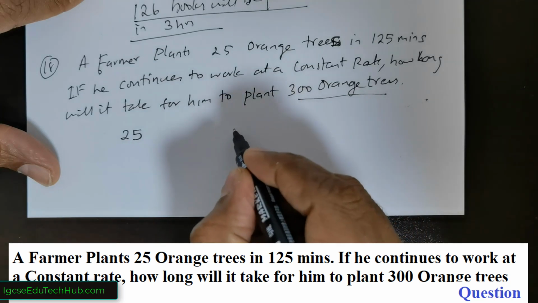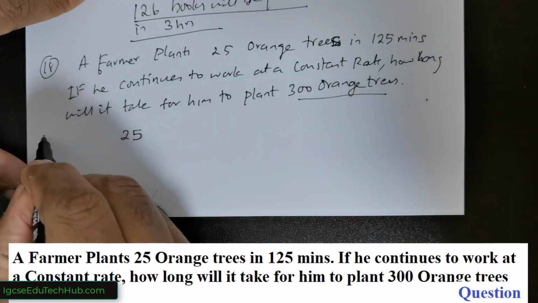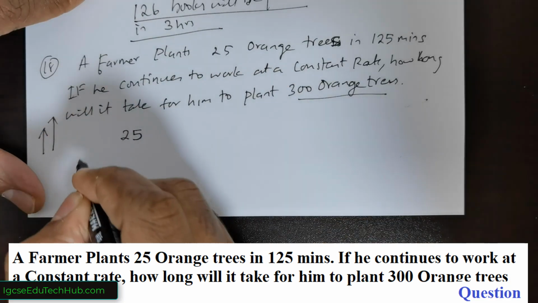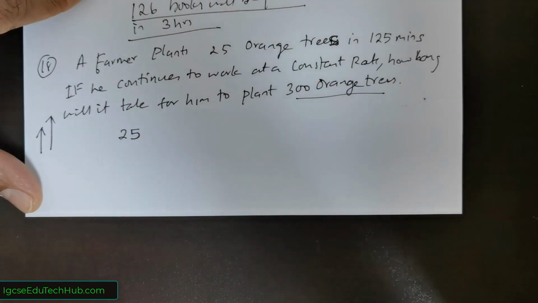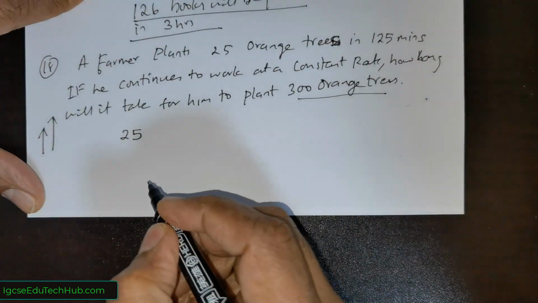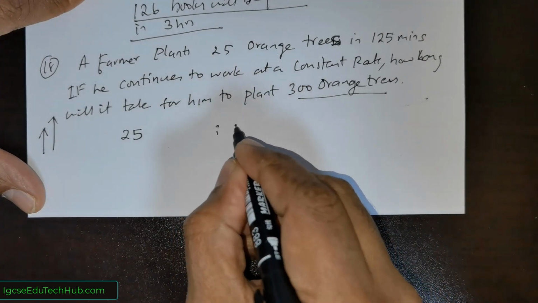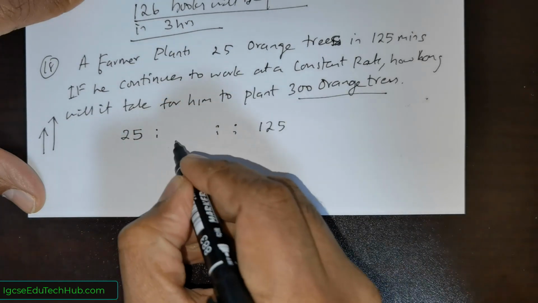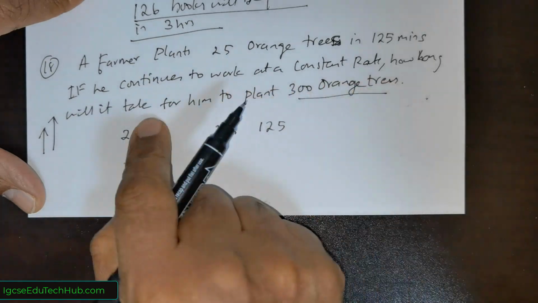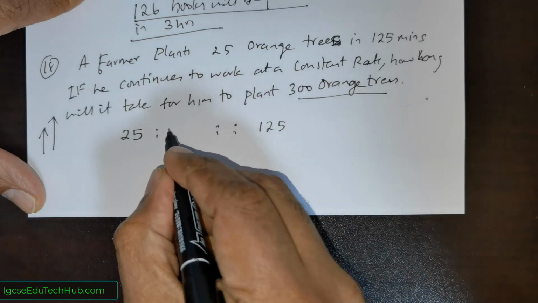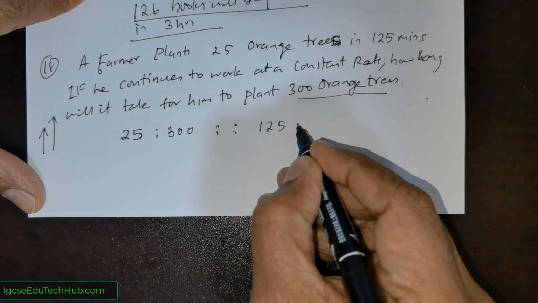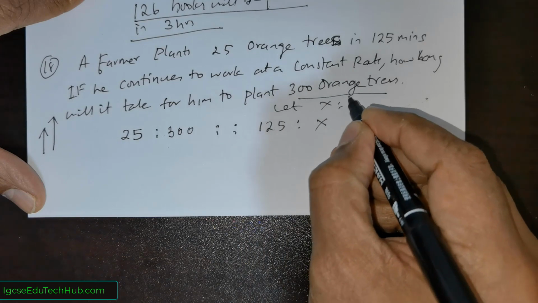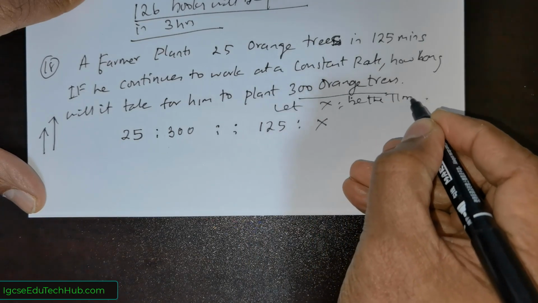25 trees are planted. So this is a direct proportion problem. So the greater the time invested, the more trees would be subsequently planted. So having mentioned that, 25 trees are taking 125 minutes. Now the question is, how long will it take for him to plant 300 orange trees? So 300, we need to find that x. So let x be the, let me write it like this. Let x be the time required.